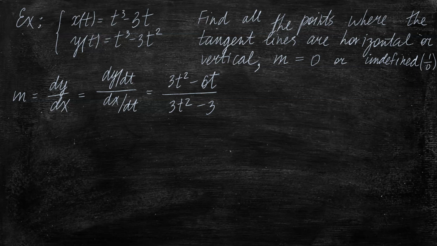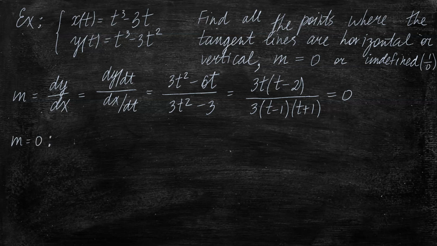And now we're going to simplify this a little further. So we're going to factor out 3t, t minus 2, and we're going to factor out 3, and it's going to be t minus 1, t plus 1. And the question is when all of this is equal to 0. It will be equal to 0 when the numerator is equal to 0. So it will be equal to 0 when t is equal to 0, or t minus 2 is equal to 0, which means t must be equal to 2.